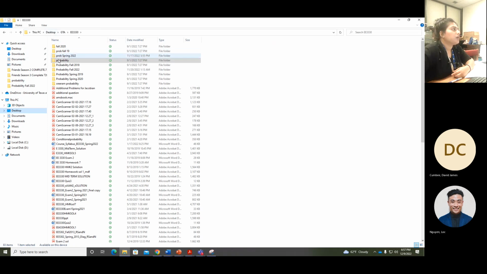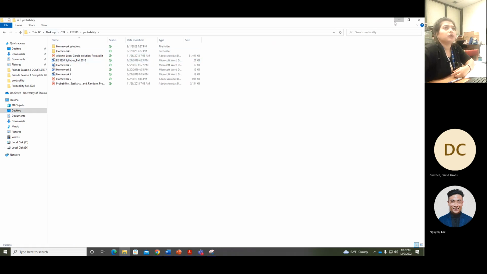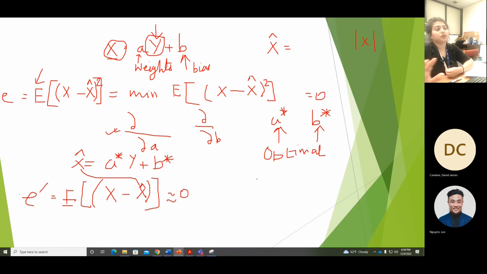I do not know where I have that document, so I'm going to share it with you just for you to see what type of steps you have. But mostly I am hoping that this will be the problem given to you. This is y, and then you have to find x minus x hat, and then you have to find A and B. These are your optimal A and B, and then you have to find your x hat.